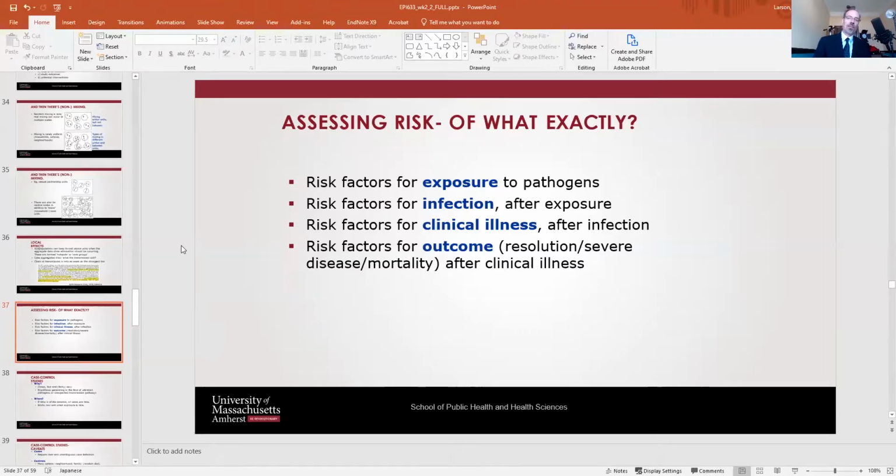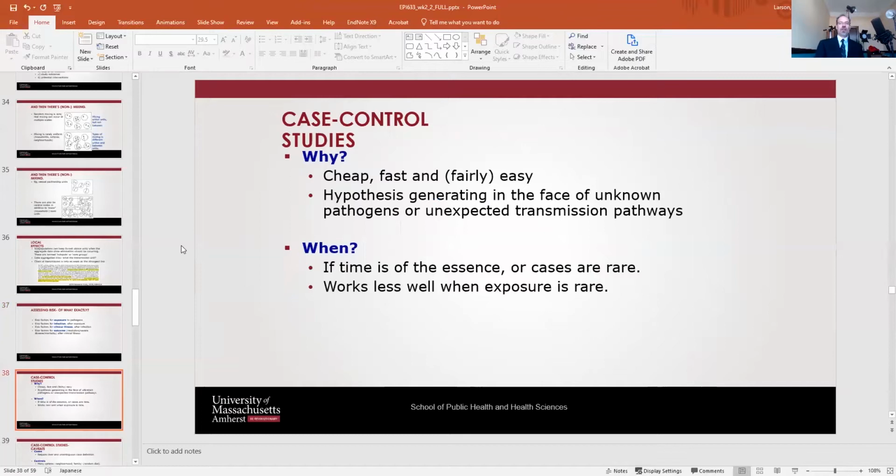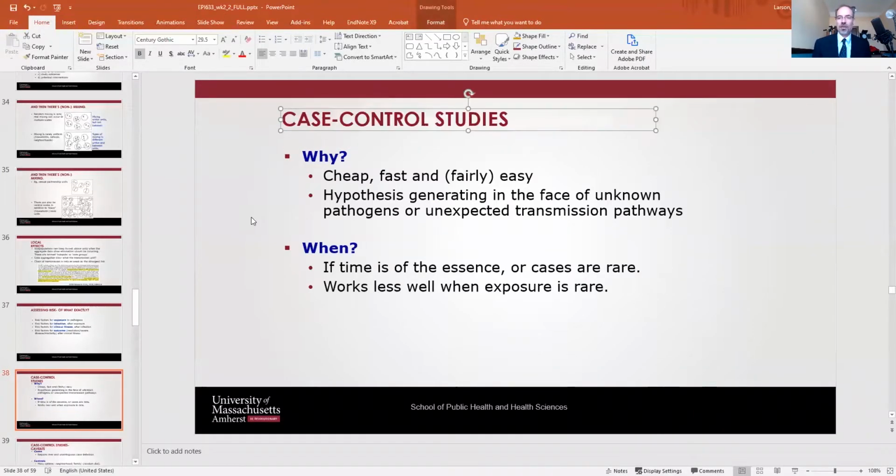And this is where studies come in. Case control studies. Why do we do this? We talked about this last time in the last lecture. Why? Cheap, fast, fairly easy. Hypothesis generating in the face of unknown pathogens or unexpected transmission pathways. Remember, we talked about case control studies being good for assessing links between exposure and disease. We're comparing people who are cases, who've been infected, with people who have not, and comparing their different types of exposures and risk factors.